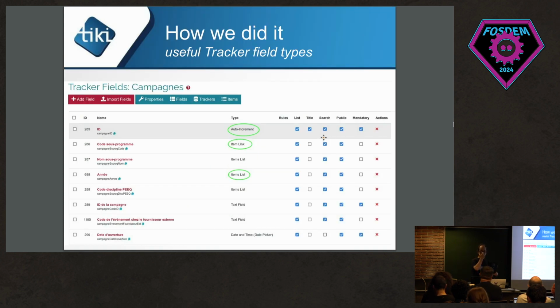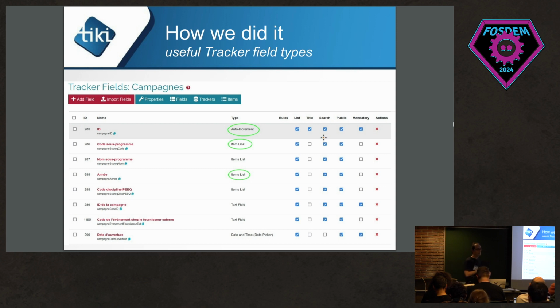So I said that trackers are like tables, and tables have fields. There are plenty of kinds of fields, and you can just add them, etc. The useful ones were the auto increment, which is really practical because it allows you to access and display the item ID of each tracker item. Item link, it's super powerful.